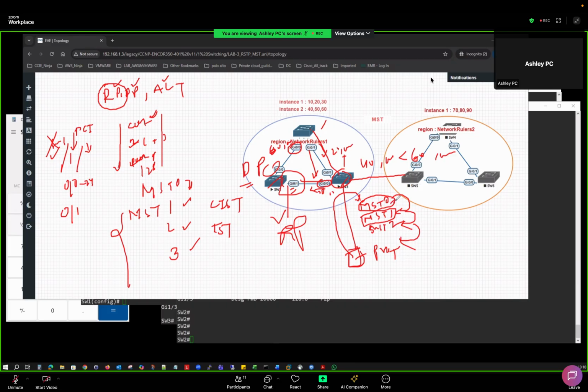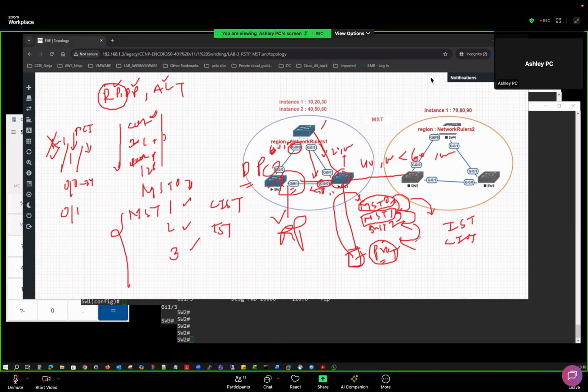Because this instance only is running as a CIST, the internal spanning tree, for instance 0, who is the root bridge? From there we are going to connect. So that root bridge, whatever BPDU packet comes over there, it is going to send into the other instances of MST.